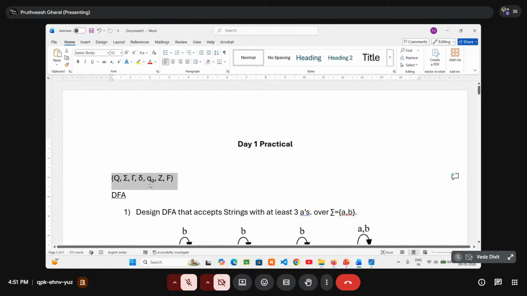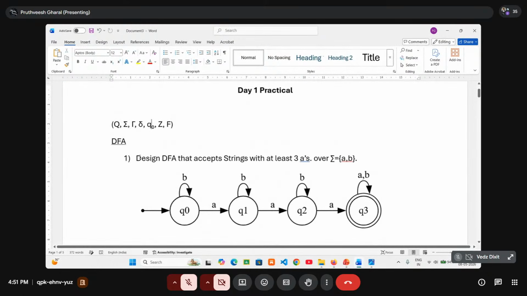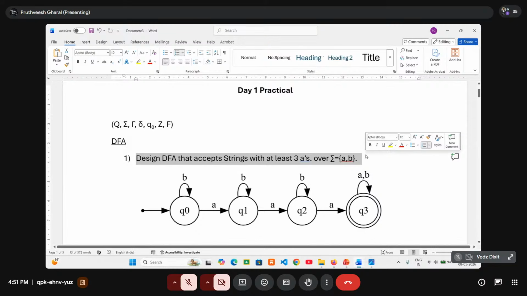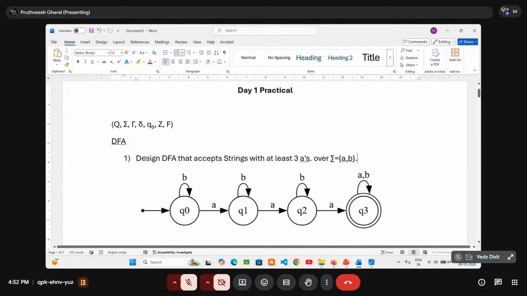Let's solve some problems here practically so that you understand some of the concepts used. Design a DFA that accepts strings with at least three A's. Okay, what does this mean? So here they have given us sigma. Sigma is basically the alphabets which we are going to use in this string.